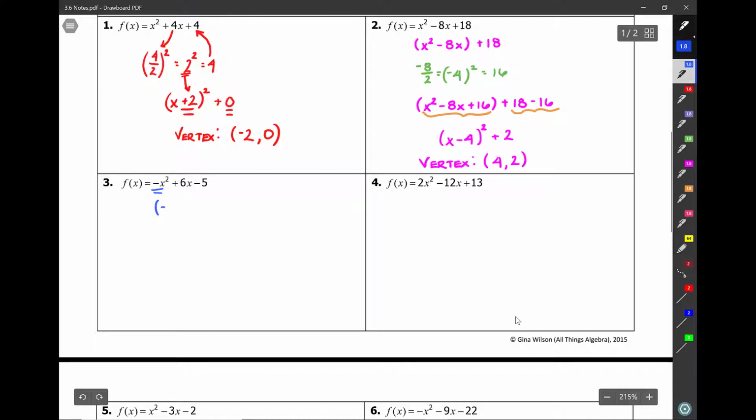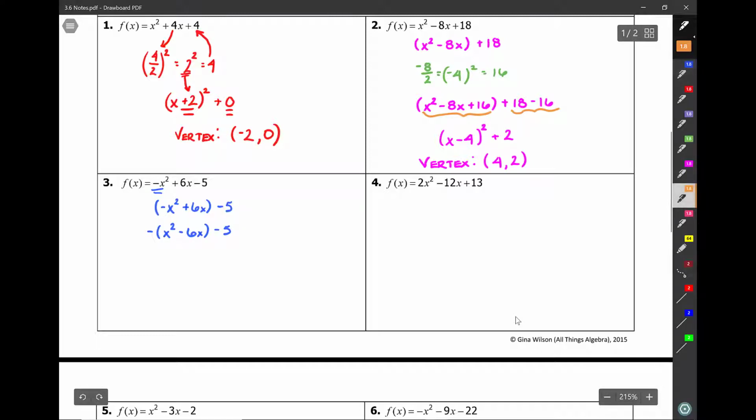So let's put parentheses around our first 2 terms. Leave our last term alone. And we'll do the same steps that we did before, except now we'll go ahead and factor out that negative. Instead of changing every term, let's just factor out the negative out of the parentheses. So that just means we change all the signs of everything inside the parentheses only.